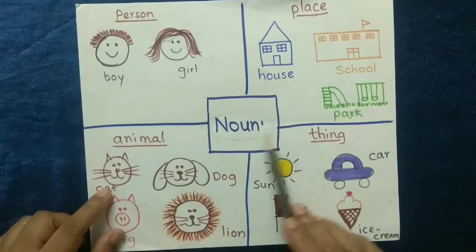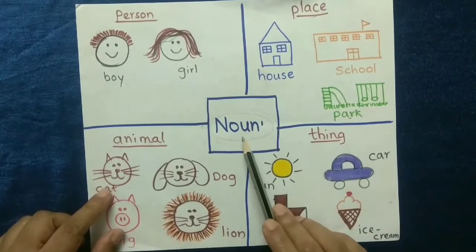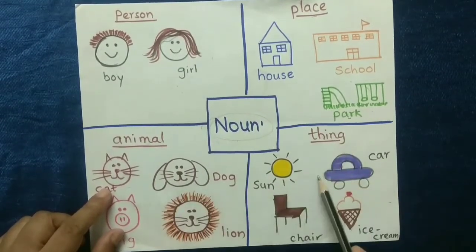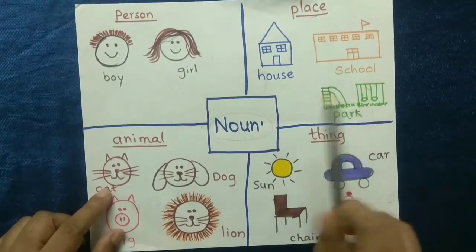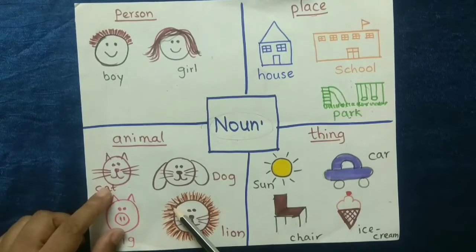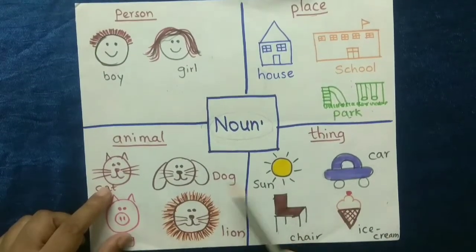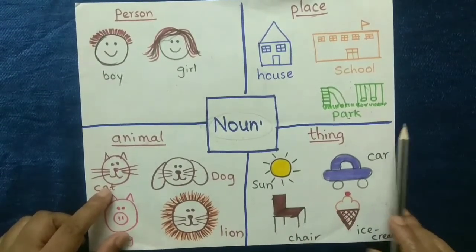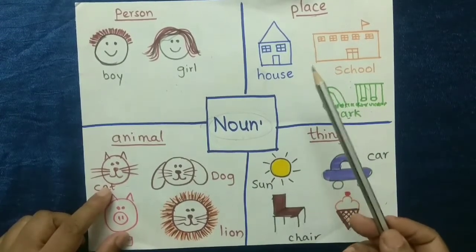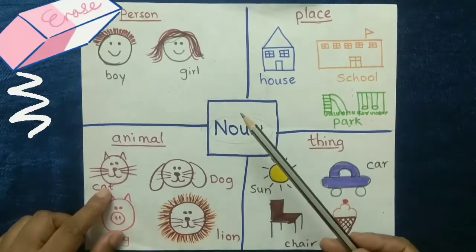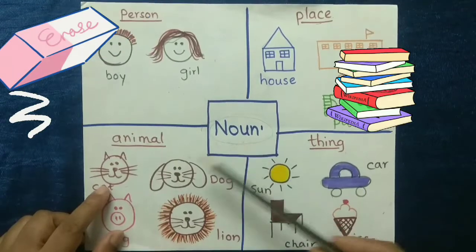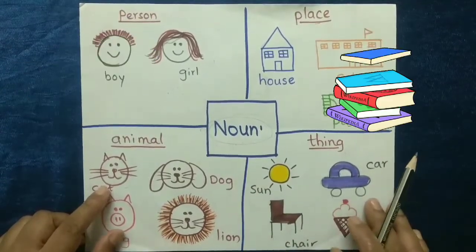Noun is nothing but the name. Names of things, people, animals, and places around us. Noun is nothing but the names of person, places, animals, and things around us. Like everything around us has a name. This is a pencil. This is the name of this thing. Pencil. We have eraser. The name of the eraser. Okay. We have books. We have colors. So these are the names of the things which we use.